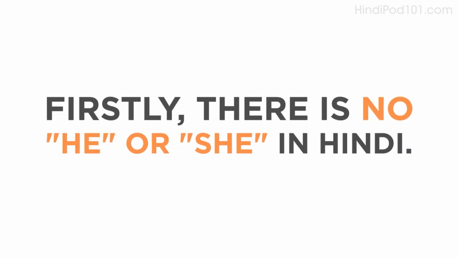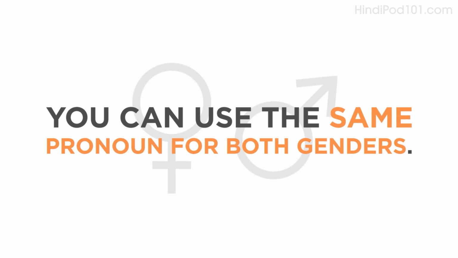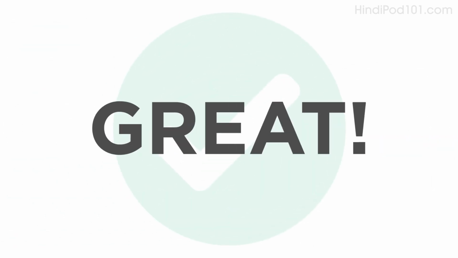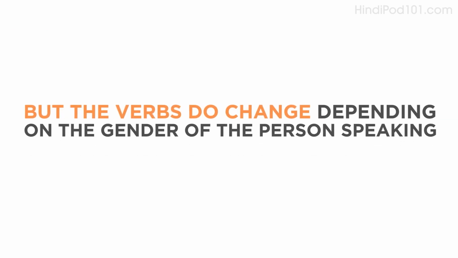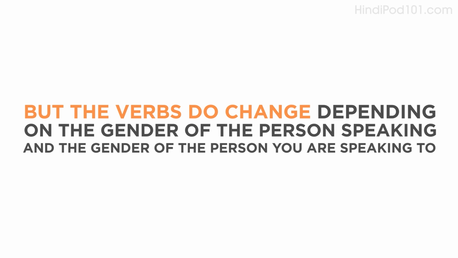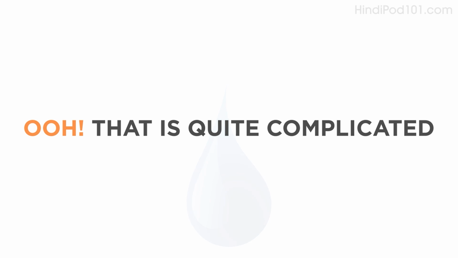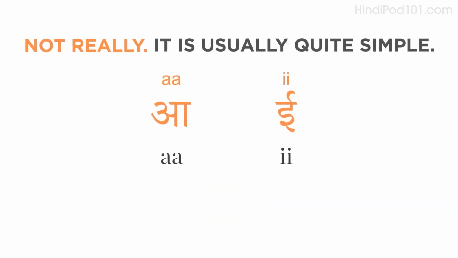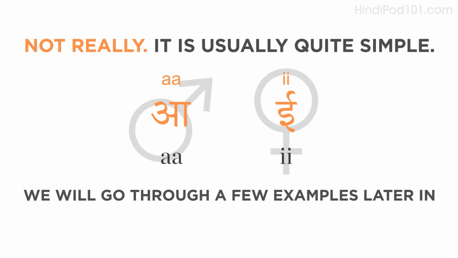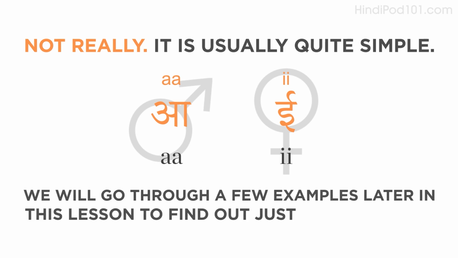Firstly, there is no he or she in Hindi. You can use the same pronoun for both genders. Great! But the verbs do change depending on the gender of the person speaking and the gender of the person you are speaking to. Oh, that is quite complicated. Not really. It is usually quite simple. If a verb uses e at the end, it means it is feminine. But if it uses a at the end, it means it is masculine. We will go through a few examples later in this lesson to find out just how easy it is.